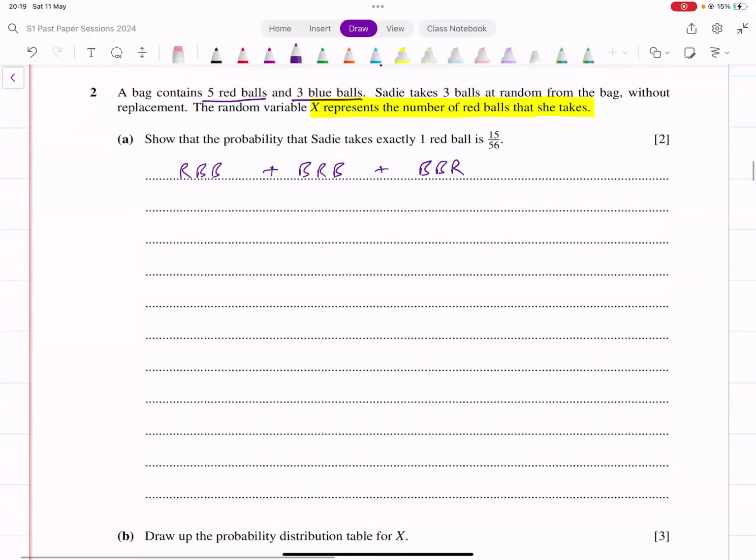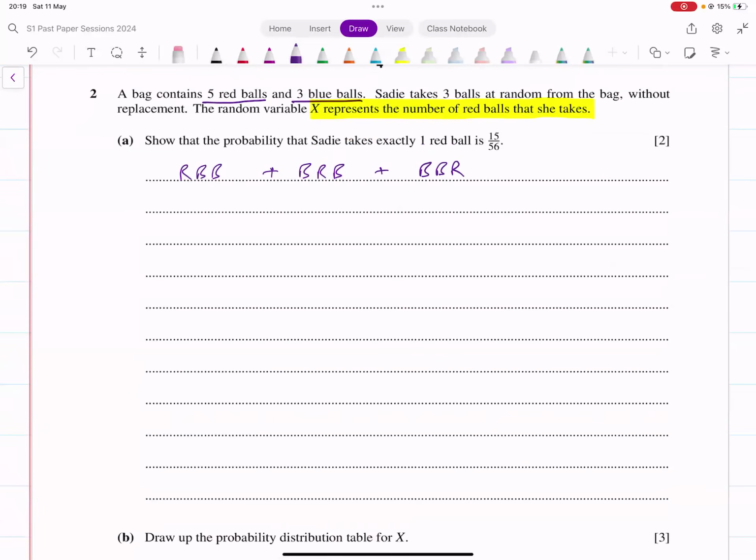What are the probabilities now? RBB. So if you have a red ball the first time, what's the probability for that? 5/8 into blue ball the second time, that's 4/7. Sorry, 3/7. And then 2/6. That is what we get the first time.